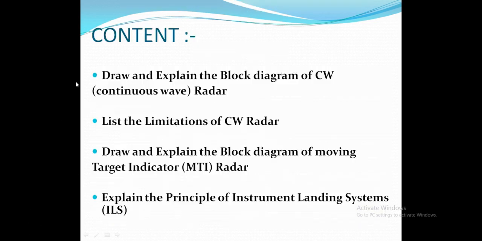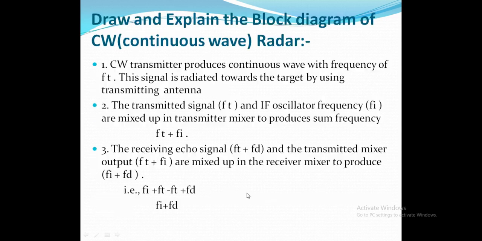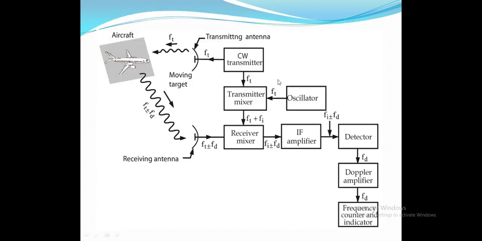In this video lesson, I am going to discuss the block diagram of continuous wave radar. Draw and explain the block diagram of continuous wave radar. List the limitations of continuous wave radar. Draw and explain the block diagram of moving target indicator radar and also the principle of instrument landing system. So first of all, we'll discuss the block diagram of continuous wave radar. This is the block diagram of continuous wave radar.